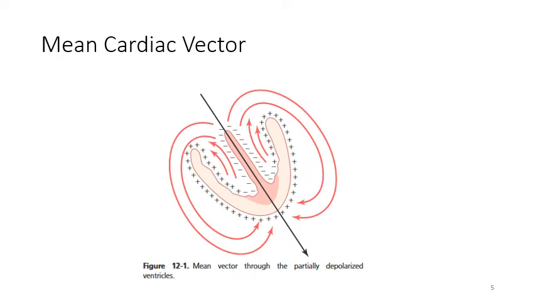Now, again, this is the mean cardiac vector, where it represents the cardiac axis through a partially depolarized ventricle. You can see that the vector is long because half of the ventricle is depolarized and the other half is polarized. And the direction is downward and leftward.